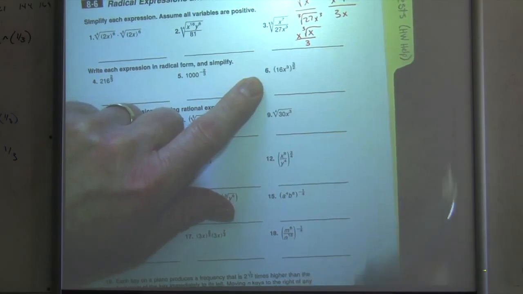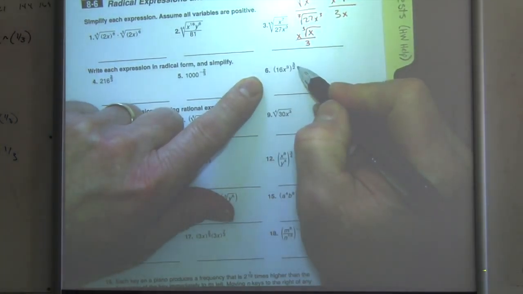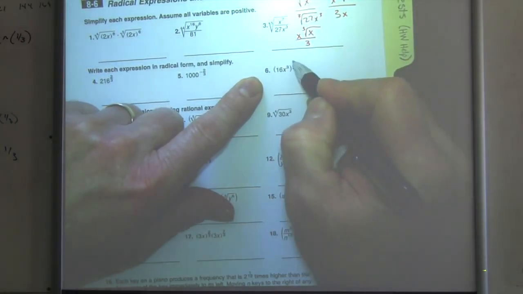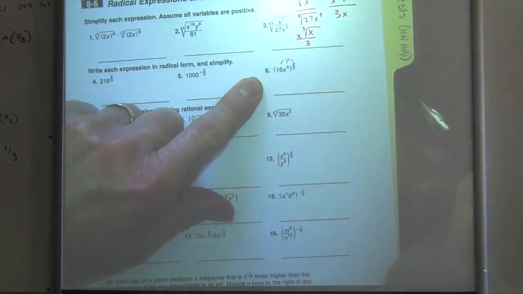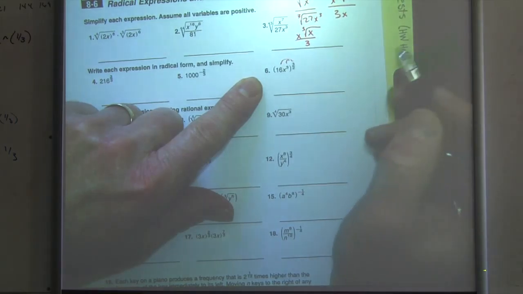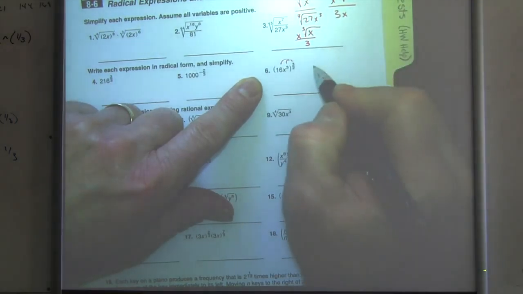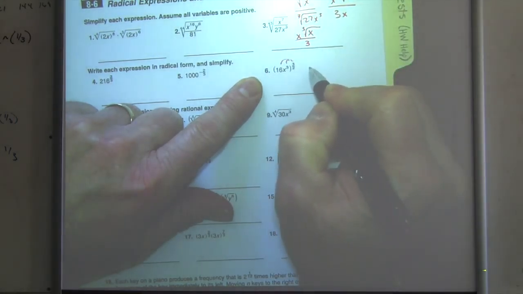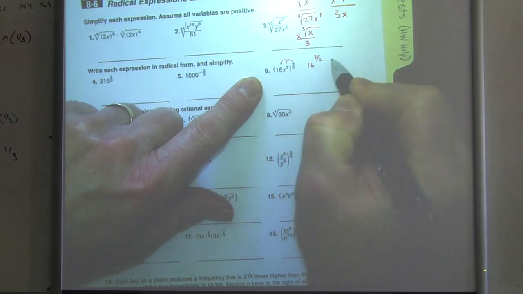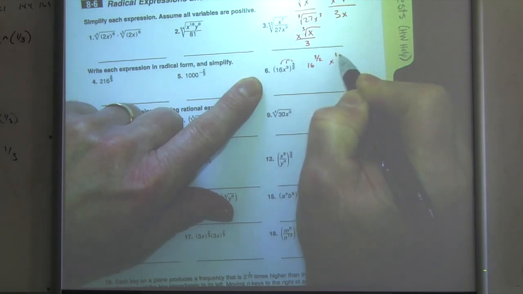Number 6, remember a power outside. Since these are multiplied, this power affects both the 16 and the x. Now remember, you can't do that if it's addition or subtraction, but you can if it's multiplication. So I'm going to rewrite this as 16 to the 3 halves and x to the 3 halves, or x cubed to the 3 halves.